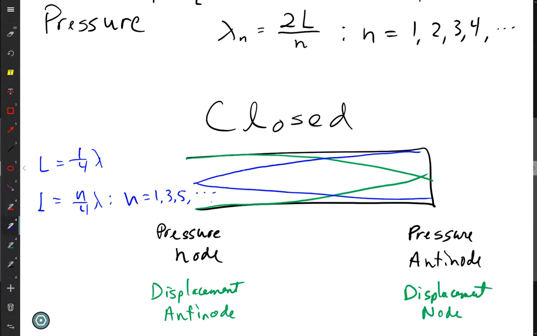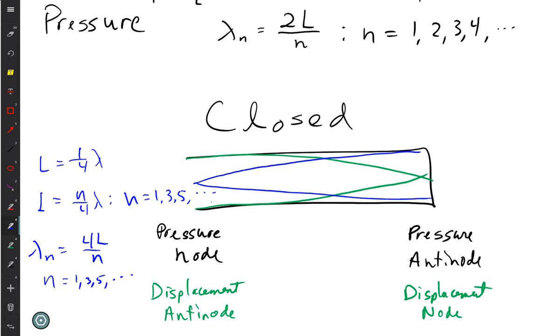Or solving that for wavelength like we did up above, the wavelengths that will resonate are equal to 4L over n, where n is the odd integers. So we call this an odd function because it only works with odd integers. So the closed tube only plays odd integers.